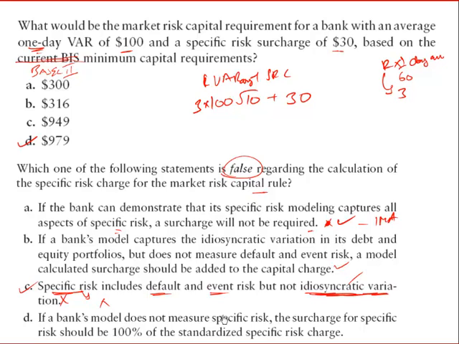If a bank's model does not measure specific risk, then the surcharge for specific risk should be 100% of the standardized specific risk surcharge. So then whatever you are applying under the standardized approach is what you will apply in the internal models approach as well. So statement D is also correct. Statement C is the incorrect statement.